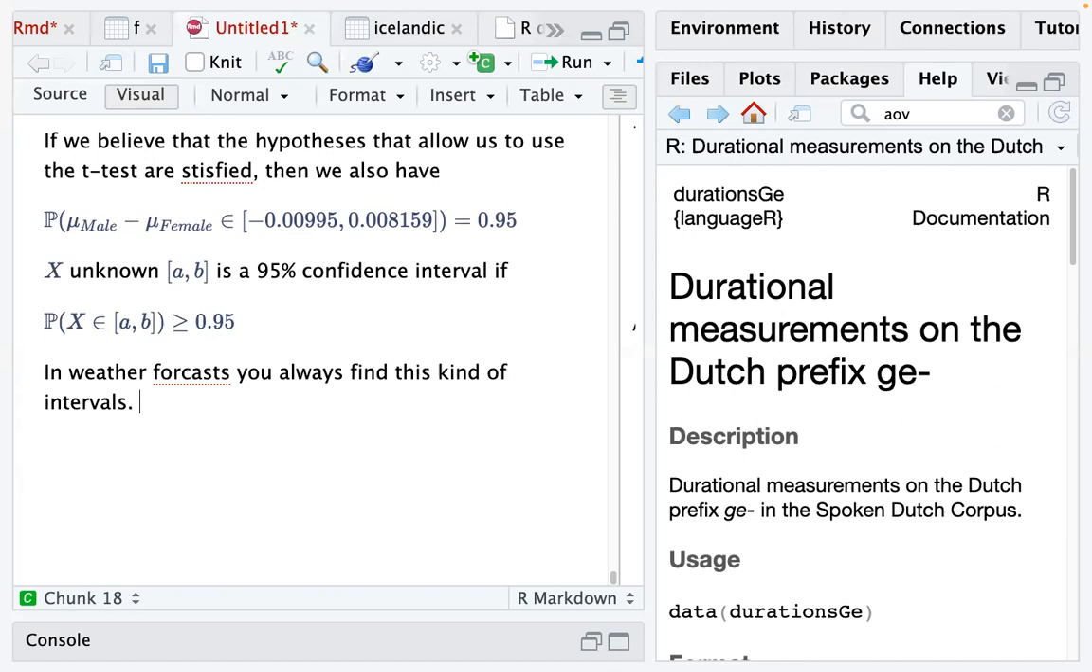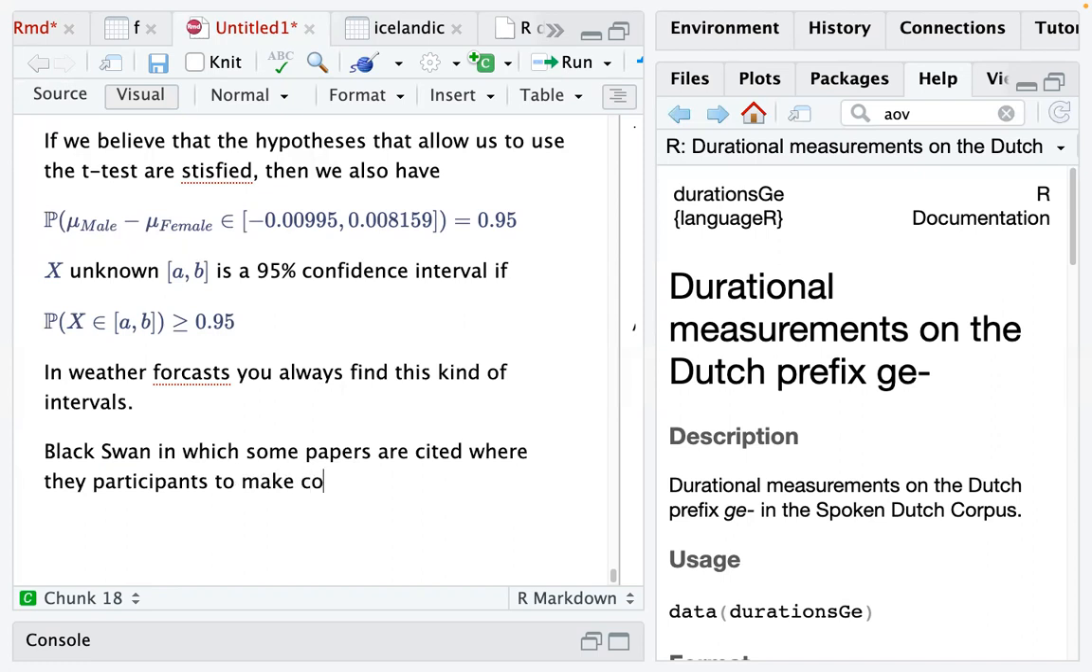And by the way, there is a book called the Black Swan, in which some papers are cited where they ask participants to create confidence intervals, to make 95% confidence intervals.